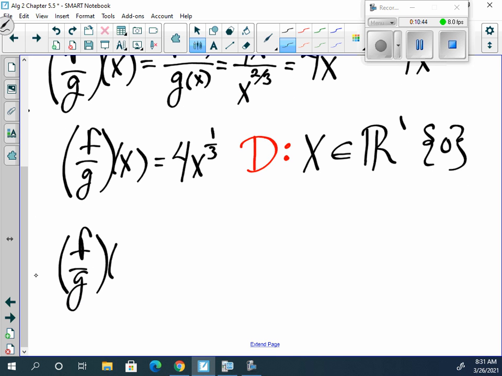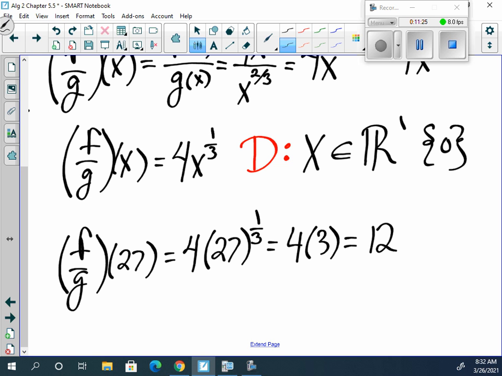Of 27. And last but not least, we need to plug 27 in. We need to see what is f divided by g of 27. Should be 4 times 27 to the 1/3. Yes, because the cubed root of 27 is? Yeah, because 3 times 3 is 9, 9 times 3 would be 27. So we would get 4 times 3, which is 12.